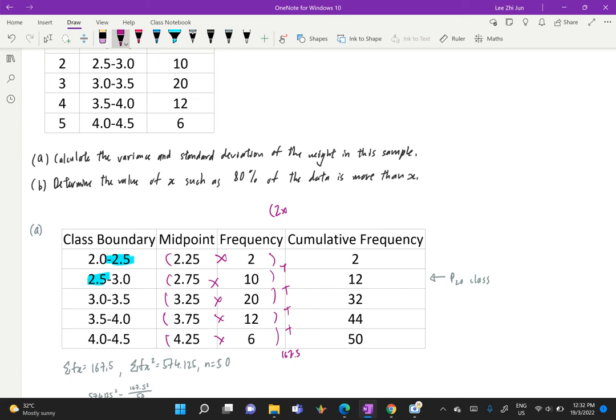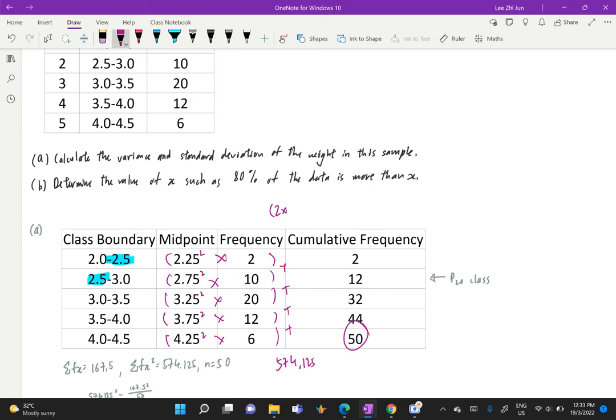Well, the fx squared is like this. The frequency does not square, it just squares the midpoint value: square, square, square, square, square, and sum up all. So please take note, the frequency does not square, only the midpoint squares. So I will get 574.125. So n equals 50.